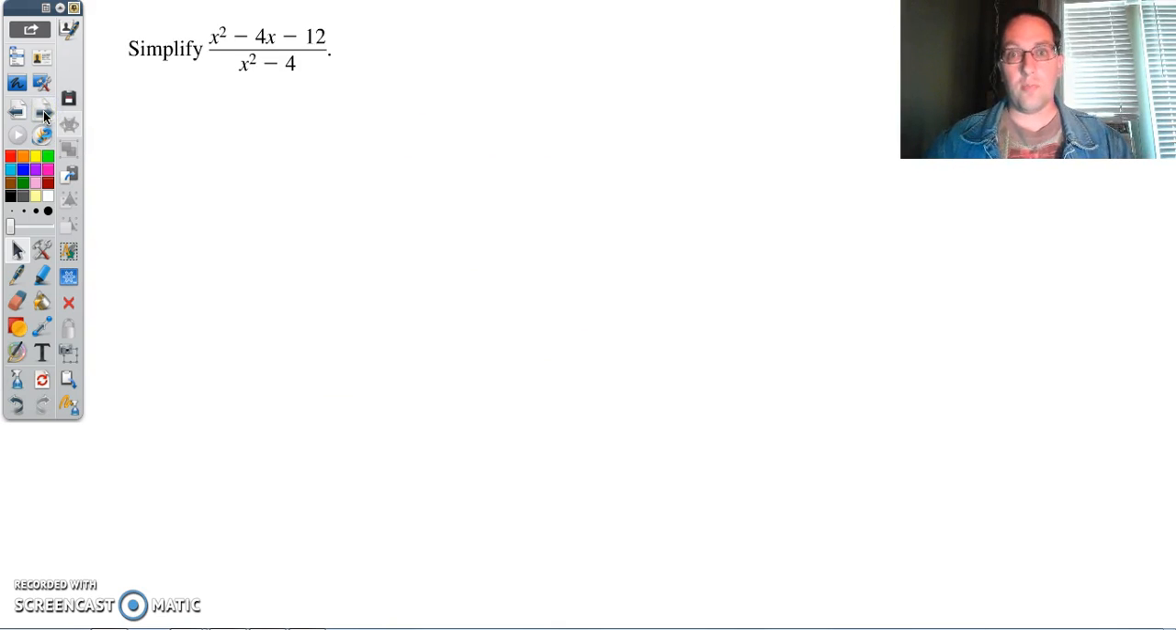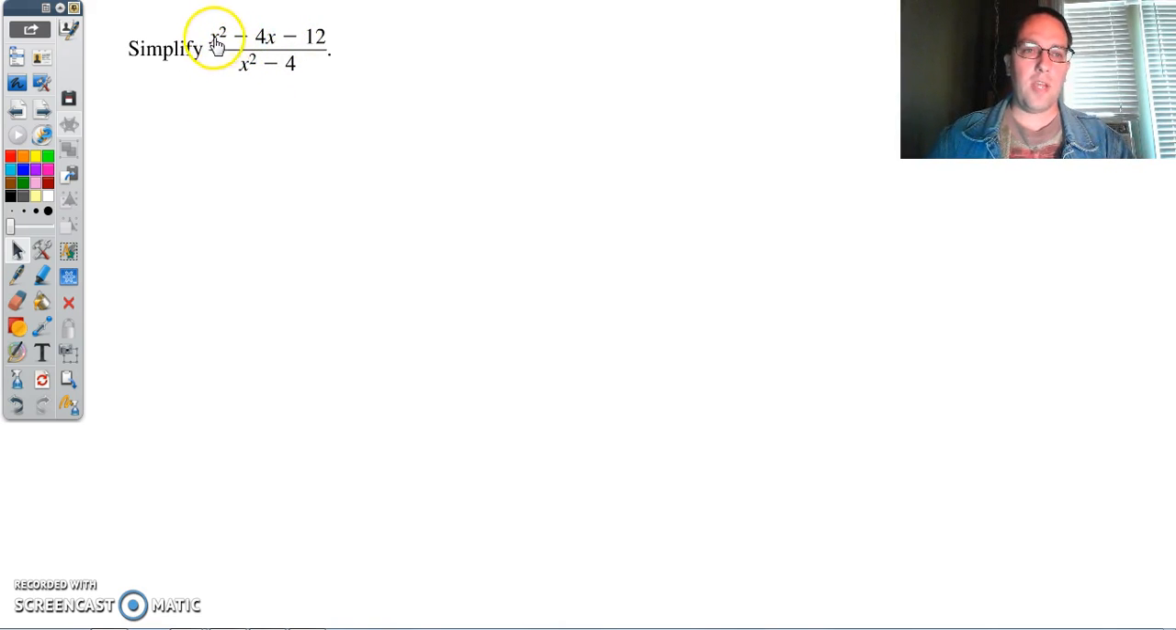Now, admittedly, this is more complicated than what you did in elementary school because it's got variables in it, but that's all right. So what we have here is x squared minus 4x minus 12 over x squared minus 4. Now, looking at this, you can't just take out the x squares. You can't just take out the 4's because these aren't factors. These are being added or subtracted. Factors have to be multiplied.